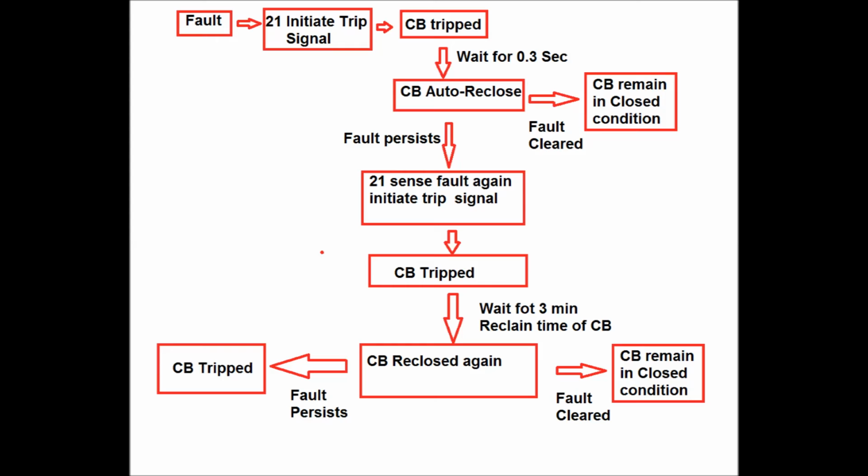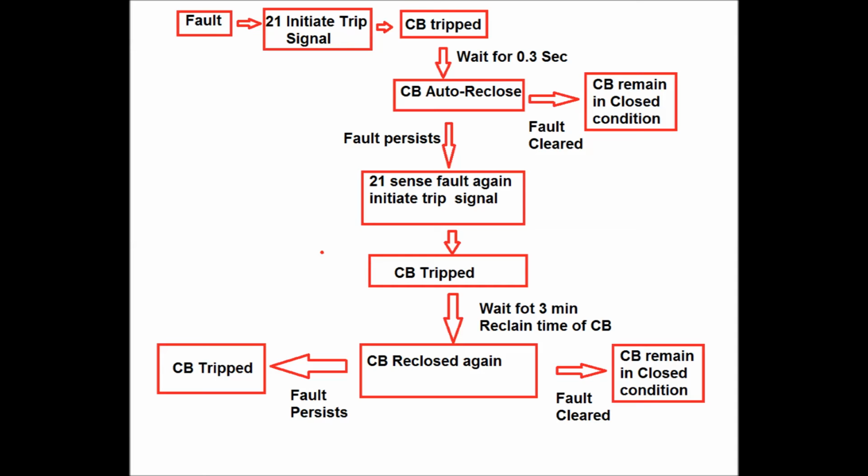Now the auto reclose pulse is given from the distance relay and the CB closes. So the CB remains in closed condition if the fault is cleared. If the fault persists, that is, for a permanent fault, the distance relay, that is 21, senses the fault again and initiates a trip signal again. Then the CB will be tripped to clear the fault.